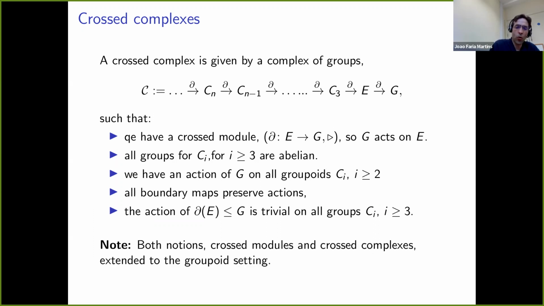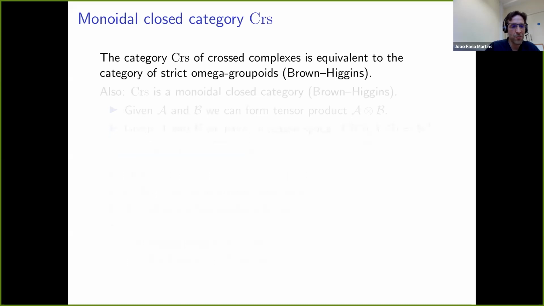And let me also say that both of these notions, crossed modules and crossed complexes, extend easily to the groupoid setting, which was actually the setting I had written it in for the previous talk, and I didn't finish converting it, as you can see. Okay, right. So crossed complexes are a toy model for homotopy theory, but it's still quite a nice model, even though it doesn't see all homotopy types.